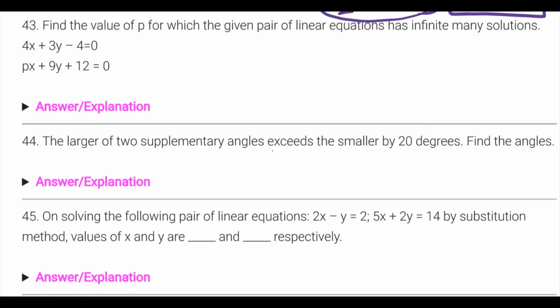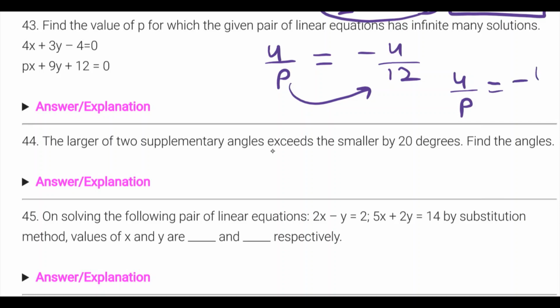Find the value of p for which the given pair of linear equations has infinitely many solutions. So equate the first ratio 4 by p, which equals minus 4 by 12. Equating these two, 4 by p equals minus 1 by 3. So the value of p will be equal to minus 12.